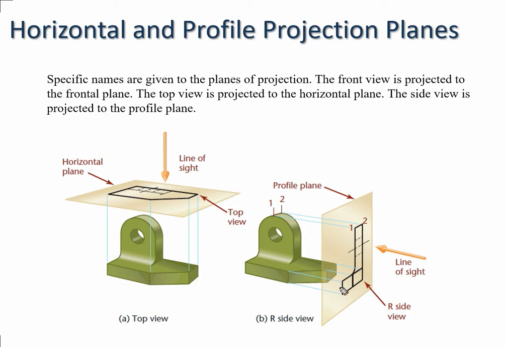And just a note, as you see, this surface and this surface are not in the same plane, and there is an edge in between. So this surface and this surface intersect at this location. So this intersection is called an edge, and should be a visible line here.